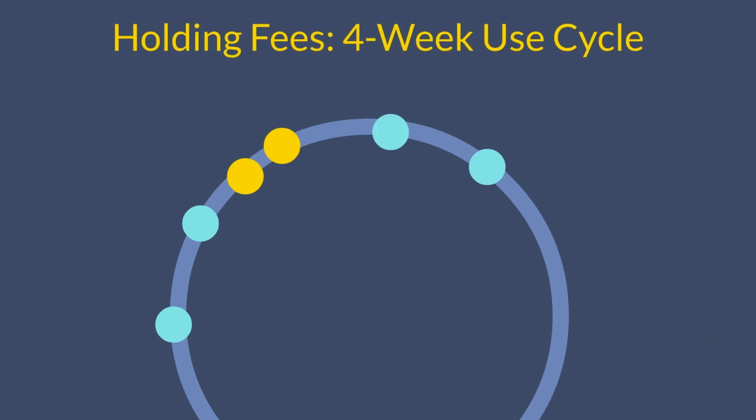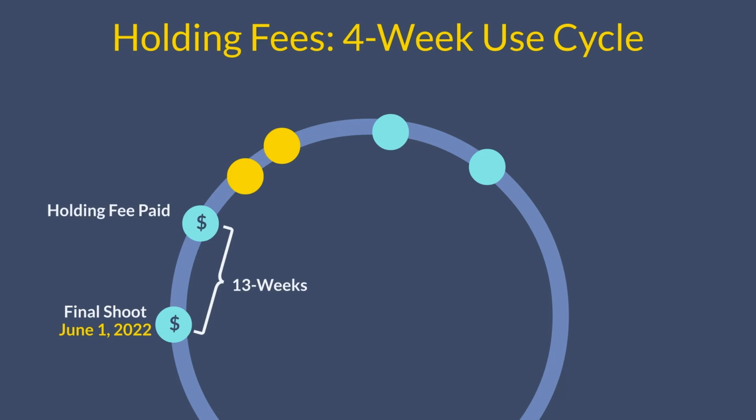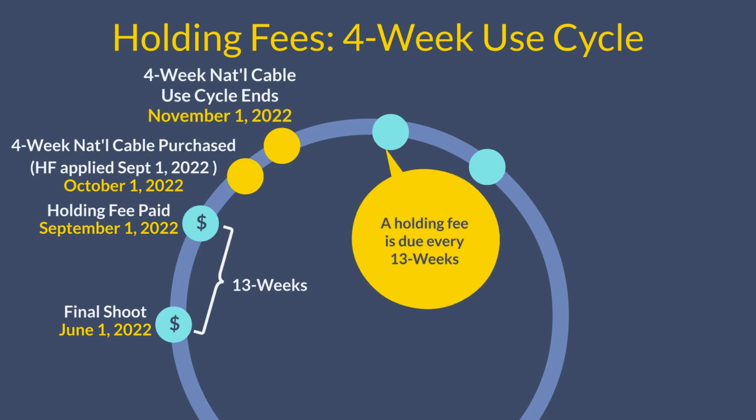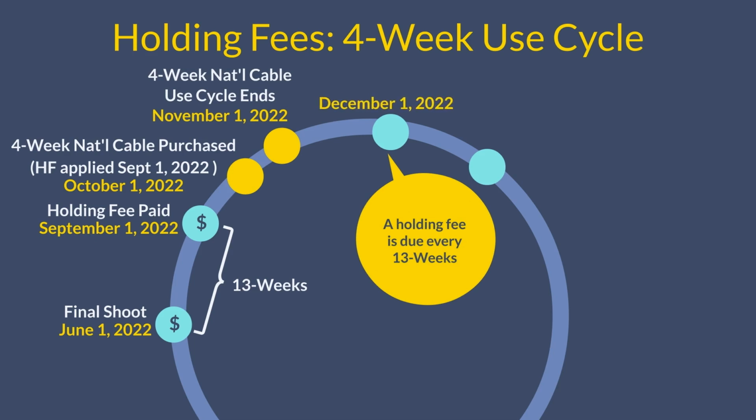Here's another example. The final shoot date of a commercial is again on June 1st. An advertiser pays the holding fee for the next fixed cycle on September 1st. They now purchase 4 weeks of national cable on October 1st. The September 1st holding fee is applied against the October 1st use payment, and the next holding fee would be paid on December 1st for the next fixed cycle.